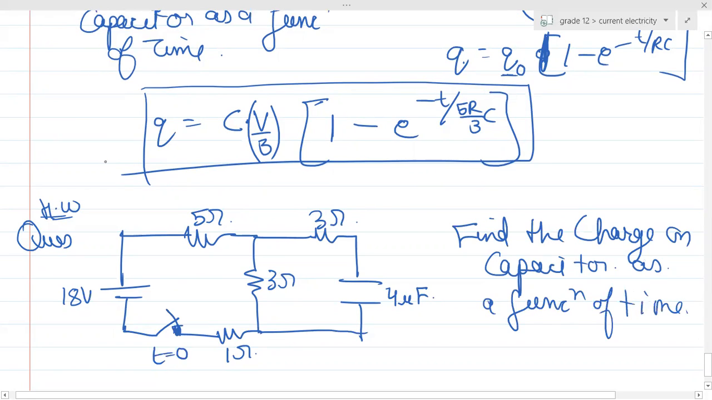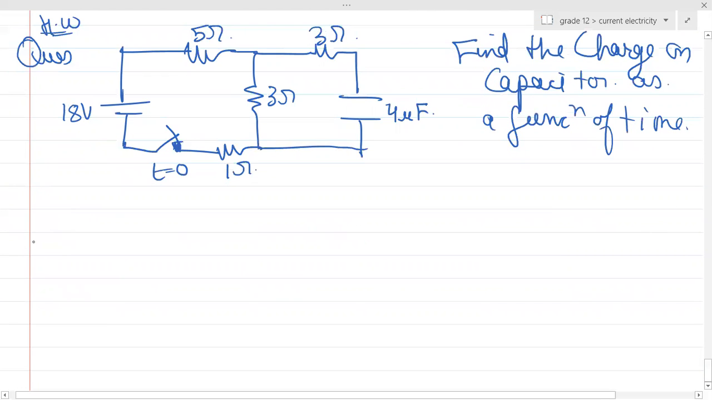Acha, I could have asked you current also, na? Guys, if I would have asked you what is the current through this 1 ohm resistor, would you have done like this? You wouldn't have done like this, you would have done something else. Anyway, this is your homework. I guess these types of questions are pretty much clear to you. That's it. I can give you one more question like this.